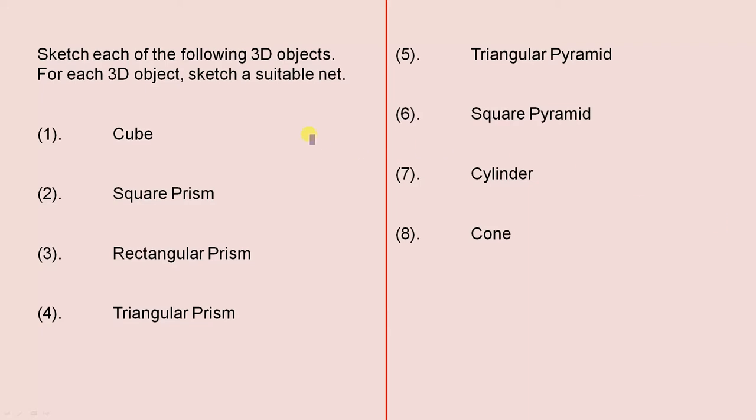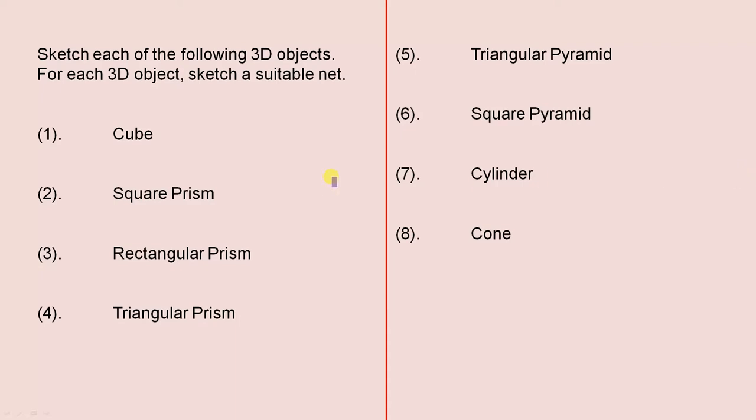So here the direction is: sketch each of the following 3D objects. For each 3D object, sketch a suitable net. So we have 1, 2, 3, 4, 5, 6, 7, we have 8 of those objects.